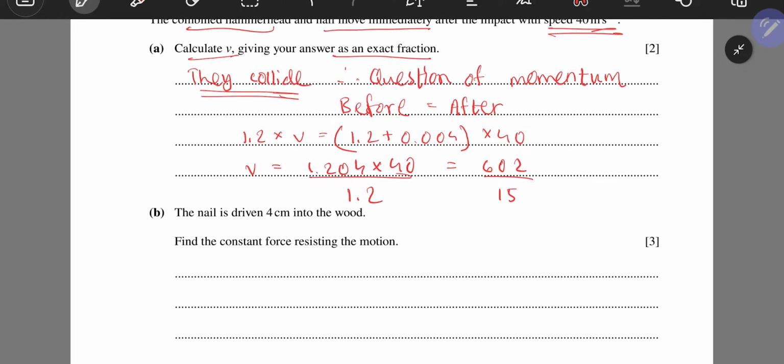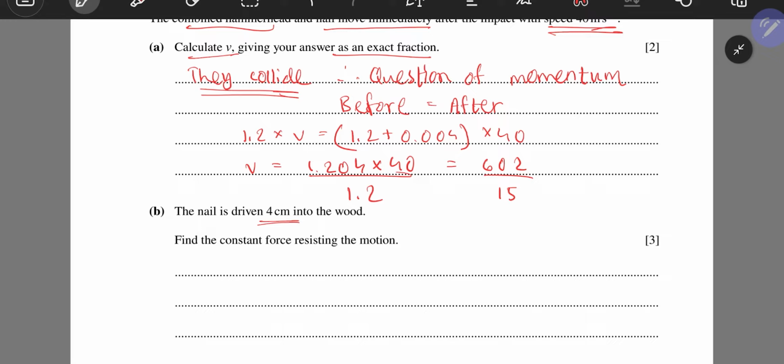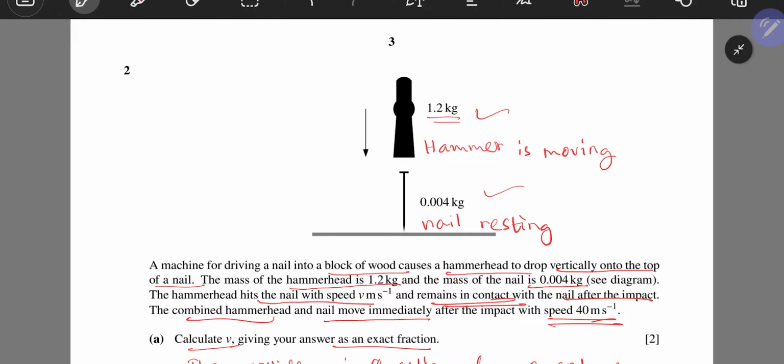So moving on. The nail is driven 4 centimeters into the wood. Find the constant force resisting the motion. Now we need to understand what is happening. Since the hammer and nail collide, they move at a speed of 40 meters per second downwards. And when they're moving downwards, understand that a mass is losing height, since it's moving downwards.